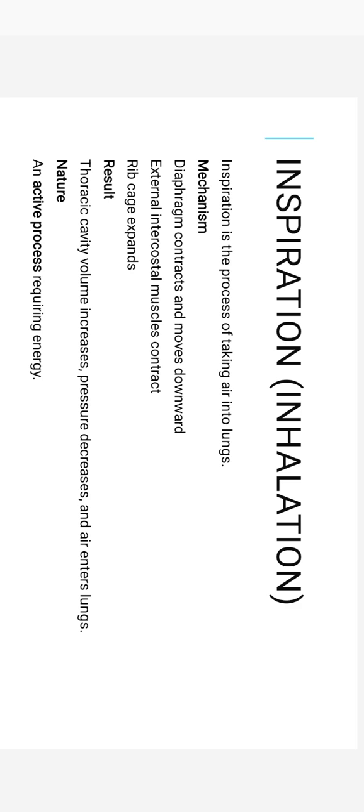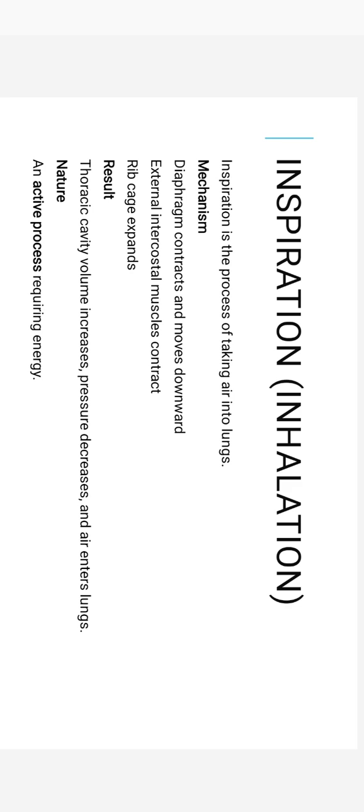Next, inhalation. Inhalation or inspiration is the process of taking air into the lungs. It is considered an active process because it requires muscular effort and energy. The most important muscle involved in respiration is the diaphragm. During inhalation, the diaphragm contracts and moves downward, increasing the space within the thoracic cavity. At the same time, external intercostal muscles contract and lift the ribcage upward and outward.